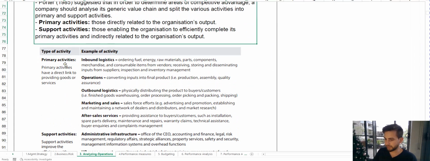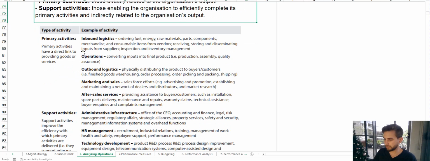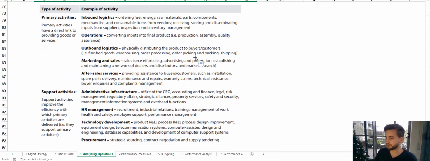So we've got a breakdown from the CSG of each of these different types of activities. You've got primary and support, and within primary, you've got inbound logistics. That's the ordering of fuel, energy, raw materials, parts, and so forth, used so you can actually manufacture. Next is operations, which is converting the inputs into the final product. For example, taking lumber and turning it into processed wood. That includes production, assembly, quality assurance, and so forth.